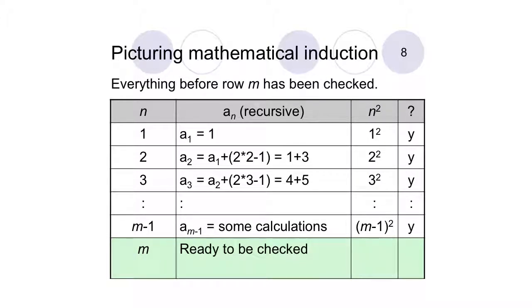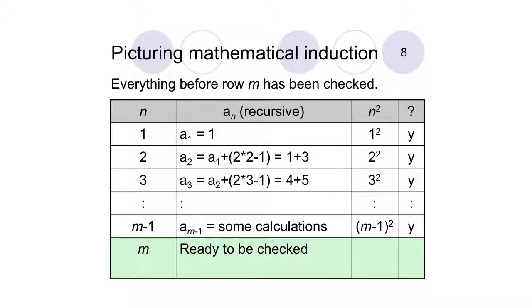So this is really the key thing: when we think of this as a table, if M is the first row that we have not yet checked, that means your table is completely full up to that point. And so in particular, the row before that, the row that you would label M minus 1, would have something here, A sub whatever it is in it. It would have some calculations like this. And then here it would have M minus 1 squared. And most importantly, it would have yes here, that we've checked that whatever these calculations are match the perfect square as they're supposed to. So that's the situation that we're in in an induction proof.